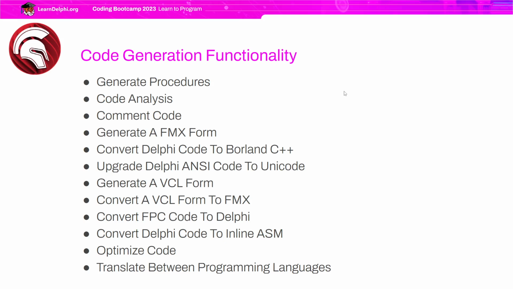So what is the code generation that's offered through CodeDroidAI? It has templates that allow you to generate procedures. It has templates for code analysis, code commenting, for generating Fmx form, for converting Delphi code to Borland C++ code, for upgrading Delphi ANSI code to Unicode, for generating a VCL form, for converting a VCL form to Fmx, for converting Free Pascal code to Delphi code, for converting Delphi code to InlineAssembly, and optimizing code, and finally translating between programming languages or whatever other templates you'd like to add, and you can customize the prompts yourself.